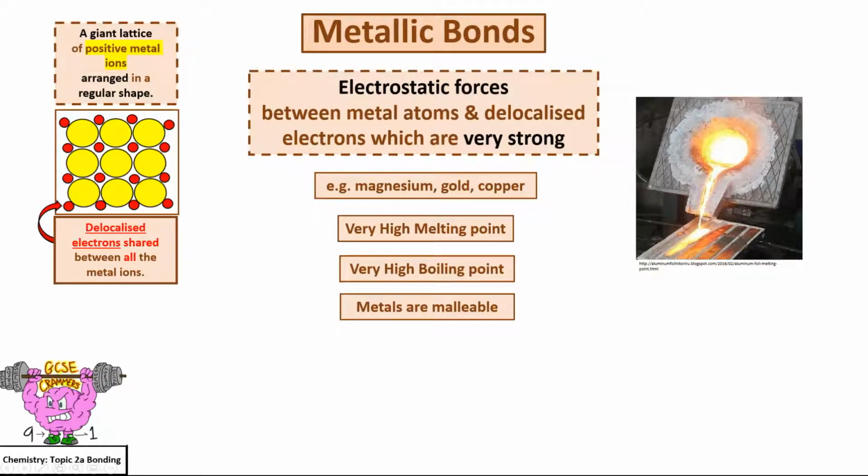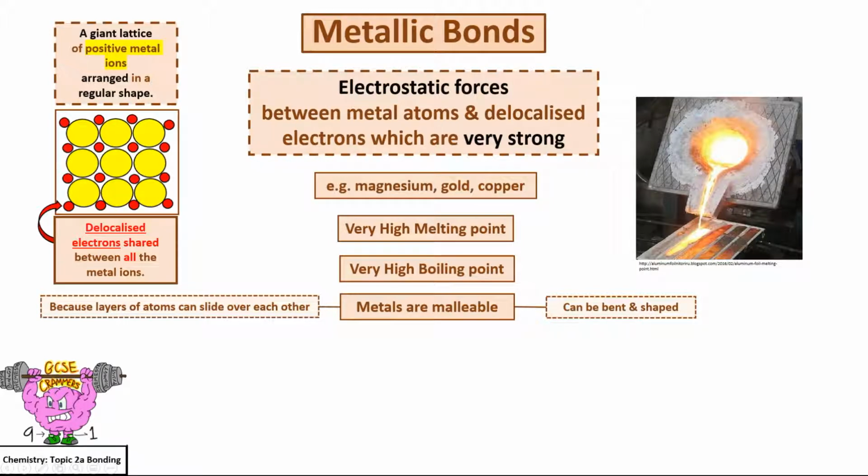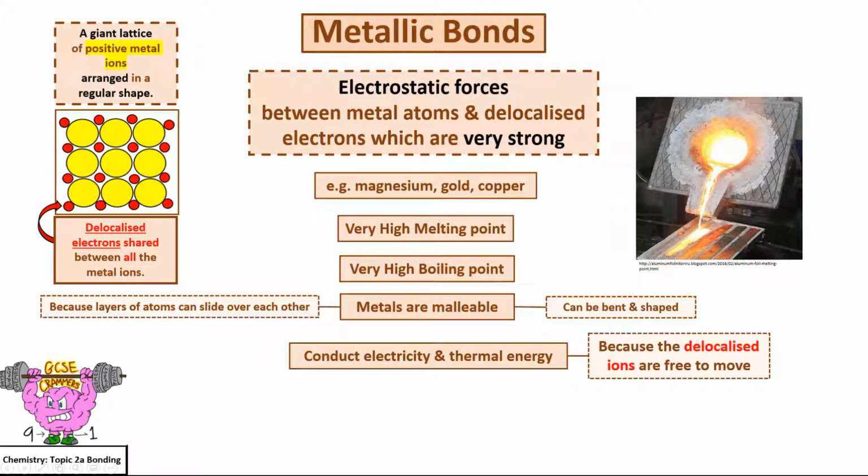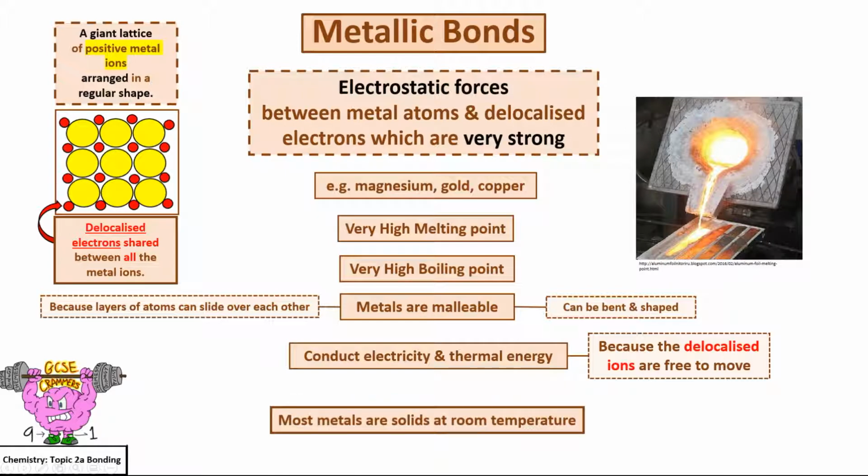Metals are malleable. This means they can be bent and shaped. Because layers of atoms can slide over each other, metals can conduct electricity and thermal energy. Because the delocalized electrons are free to move, most metals are solids at room temperature, except mercury, which is a liquid at room temperature.